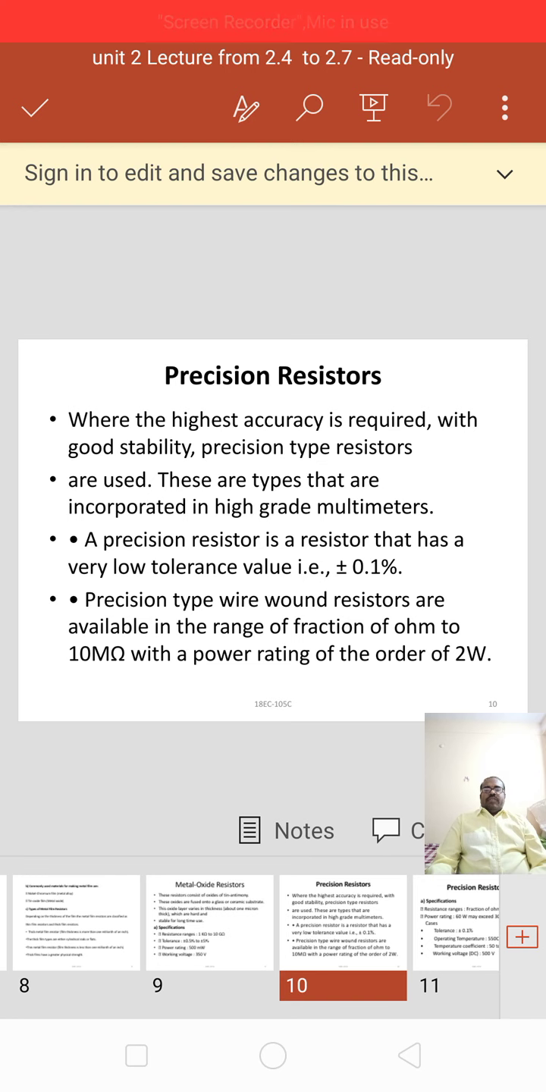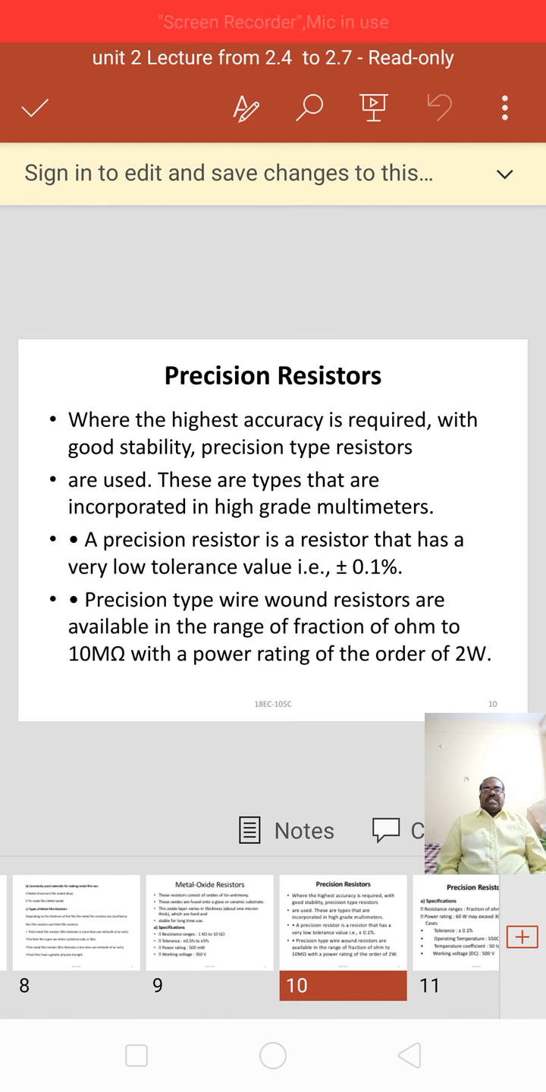Next to this, we have precision resistors. Where the highest accuracy is required, with good stability, precision type resistors are used. These are the types incorporated in high grade multimeters, mainly used there for high accuracy.